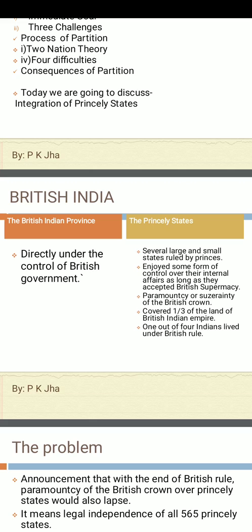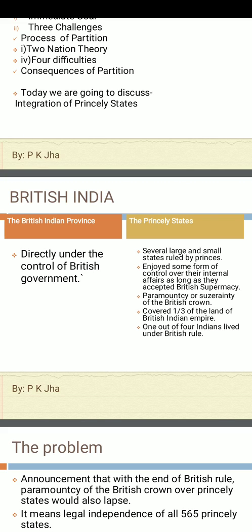So very first, British India had been divided into two parts: the British Indian province and the princely states. British Indian province means all the area that had been under direct control of the British government. These were known as the British Indian province.